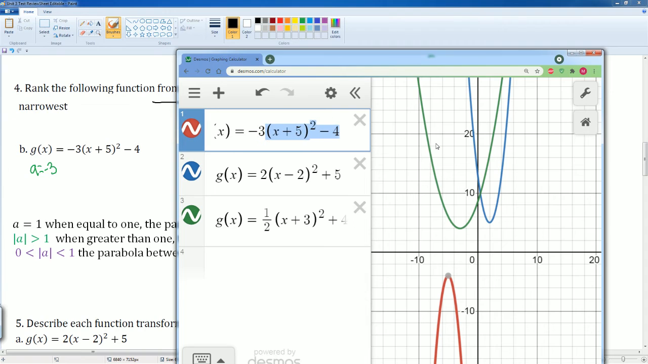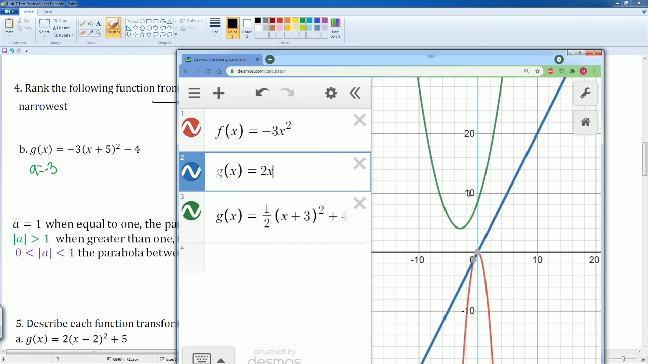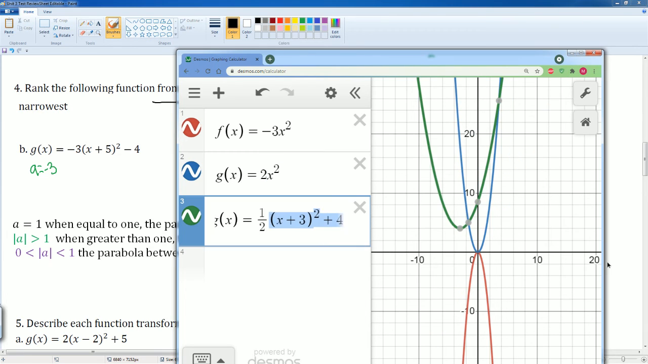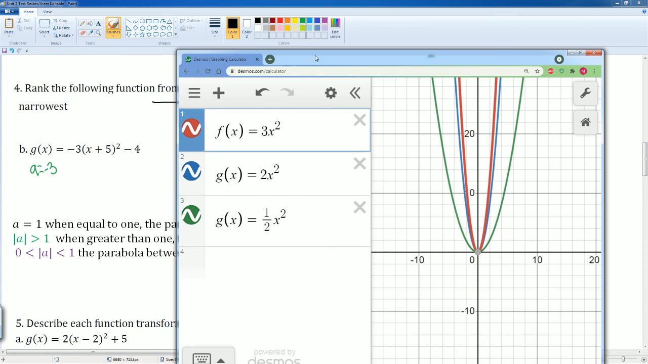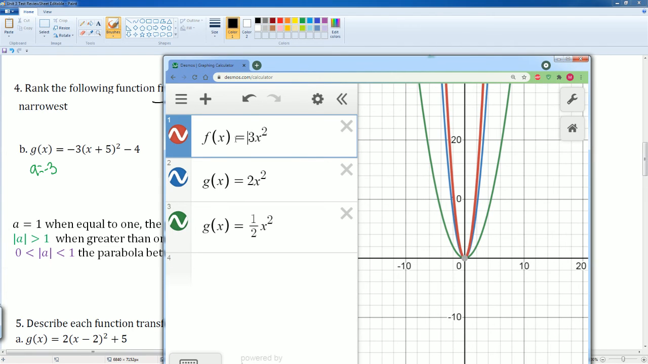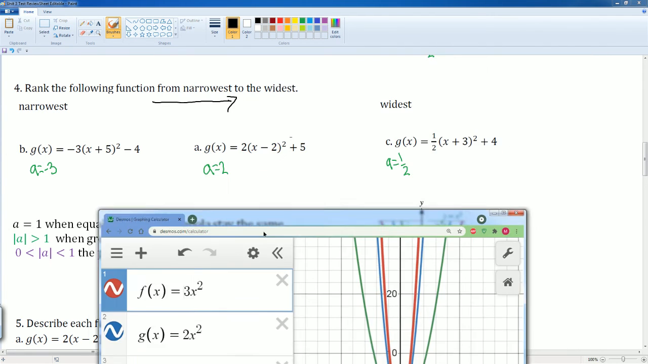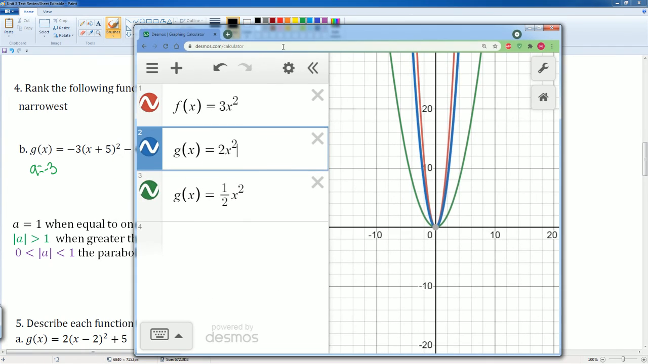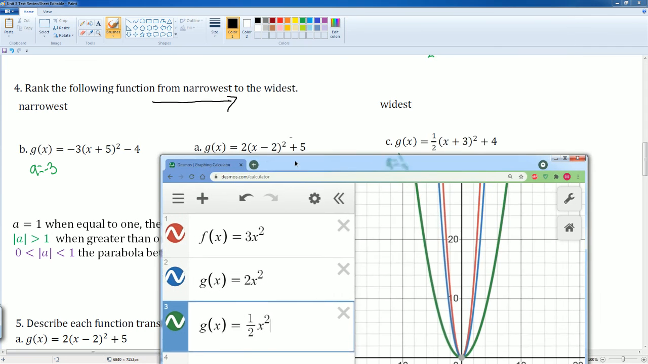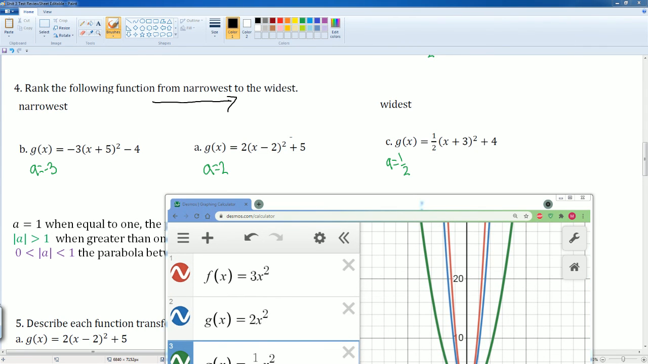If I want to make this simpler, I can just graph it like this. I just remove the h and the k, and I can just look at the parent function. And again, I don't care about that negative. So notice it starts from 3. That's the narrowest. Then it gets to the a equals 2 value, which is in blue. Then it gets to the 1/2, which is in green, which is the widest. It is all governed by the a value. There you go. That is how you do number 3 or 4.